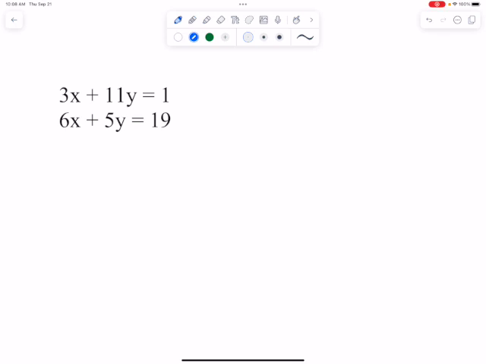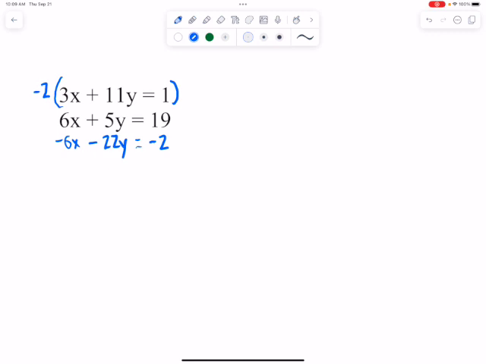We could get opposites for the x's if we take that first term, 3x, and multiply it by -2, which would give us -6x, the opposite of what we have in our second equation. So to keep this balanced, we're going to multiply everything in that top equation by -2. -2 times 3x is -6x. -2 times 11y is -22y. -2 times 1 is -2.